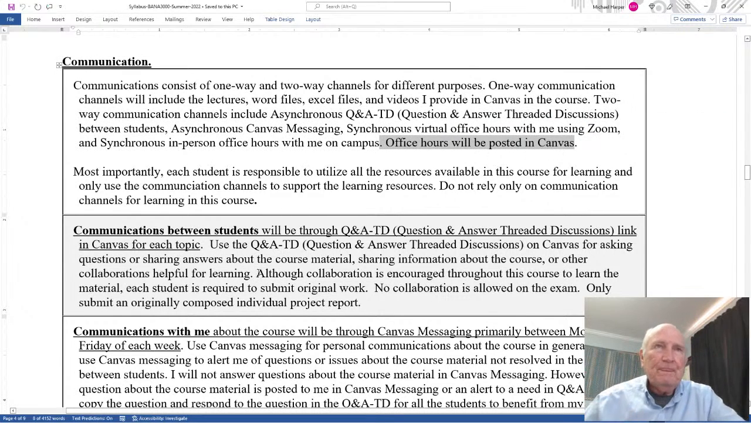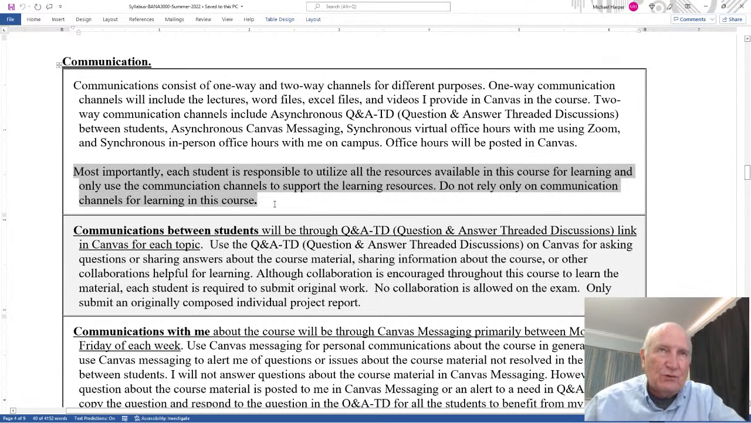Most importantly, each student is responsible to utilize all the resources available in this course for learning and only use the communication channels to support learning resources. Do not rely only on communication channels for learning in the course.